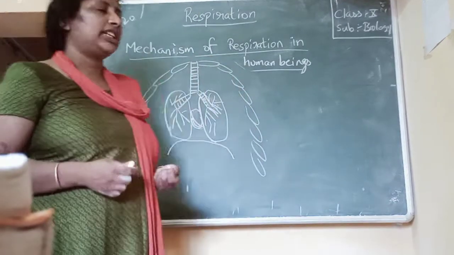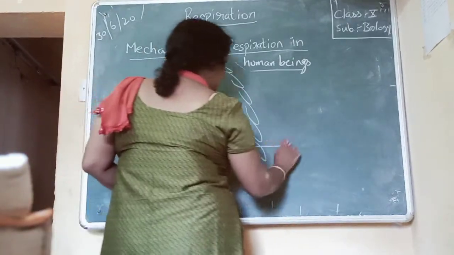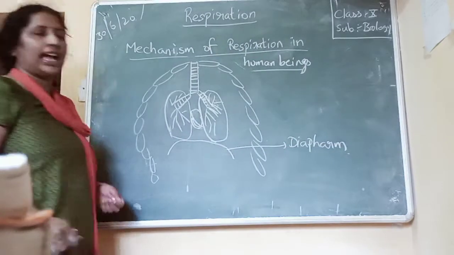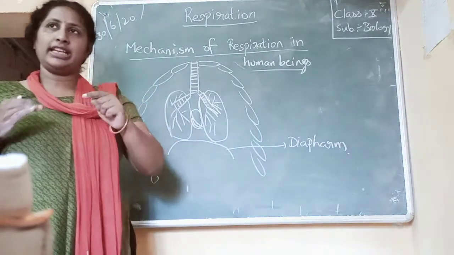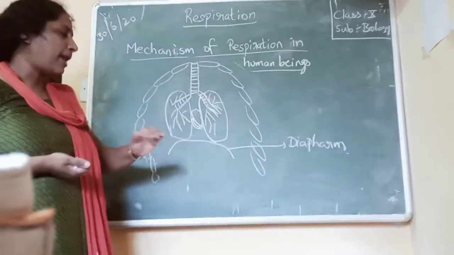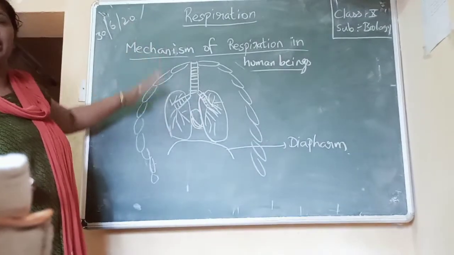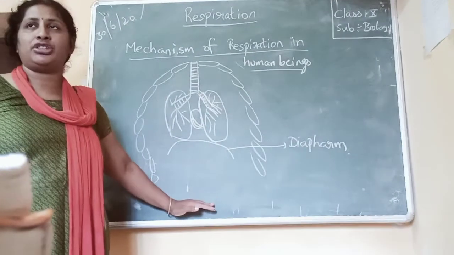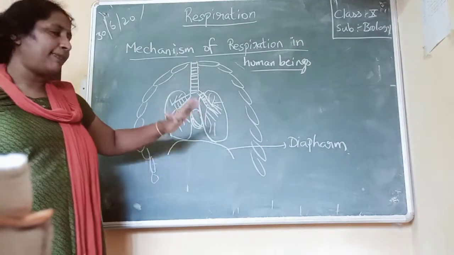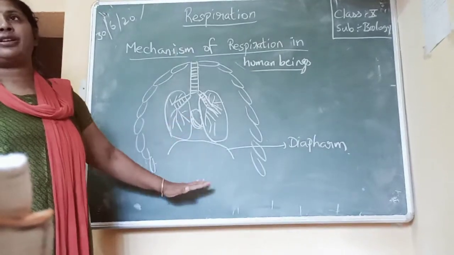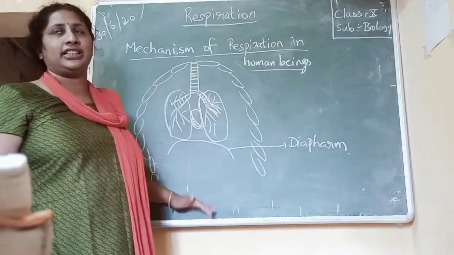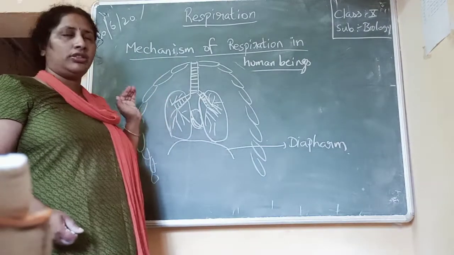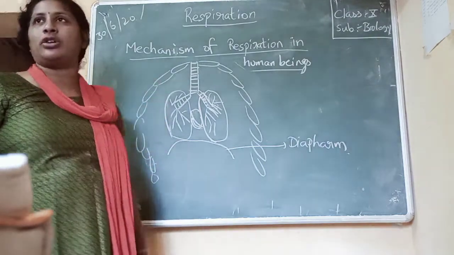The first very important muscle is the diaphragm. This is our diaphragm. The diaphragm is present below the lungs. Yesterday I told you the parts above the diaphragm are present in the thoracic cavity. Below we have our digestive parts like stomach and intestine. All the parts present below the diaphragm are in the abdominal cavity, and the above one is called the thoracic cavity.